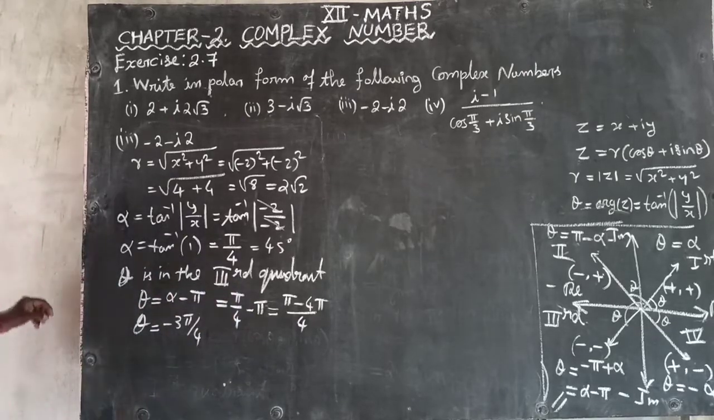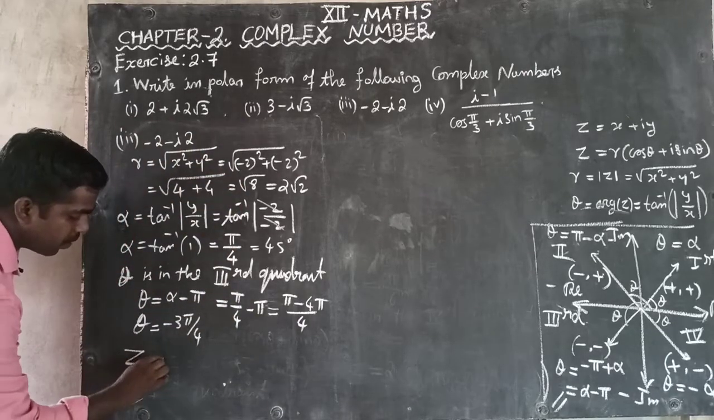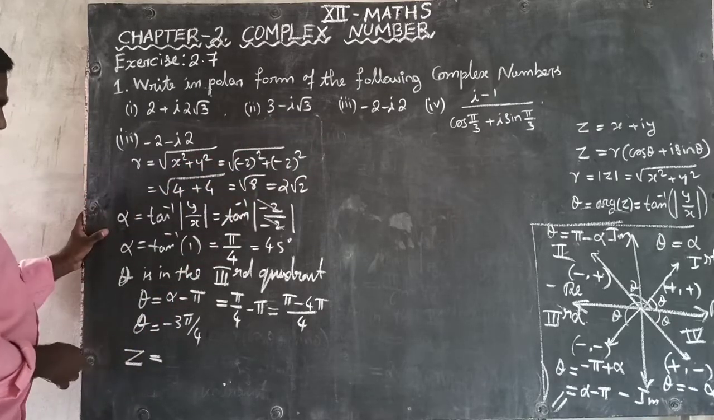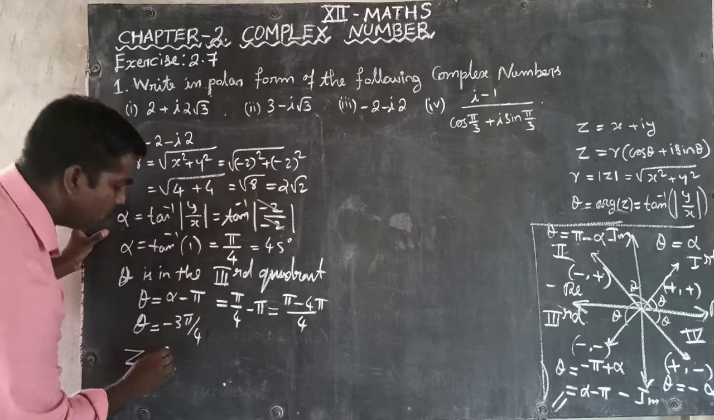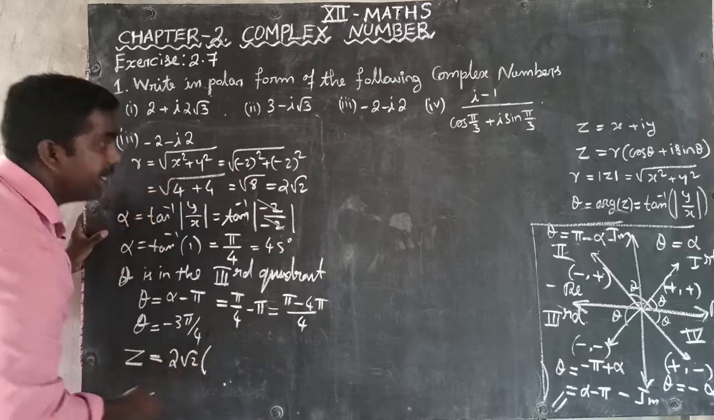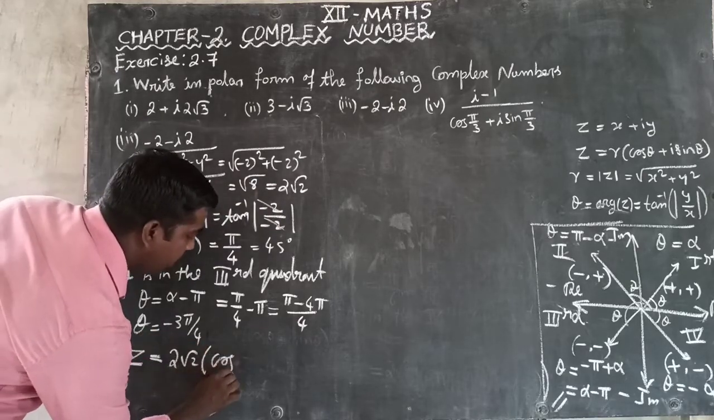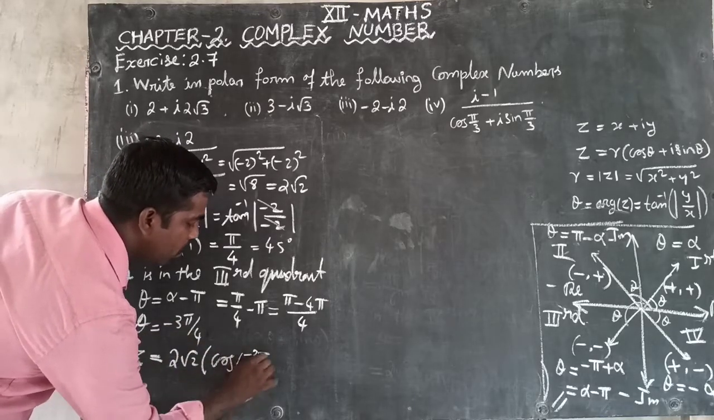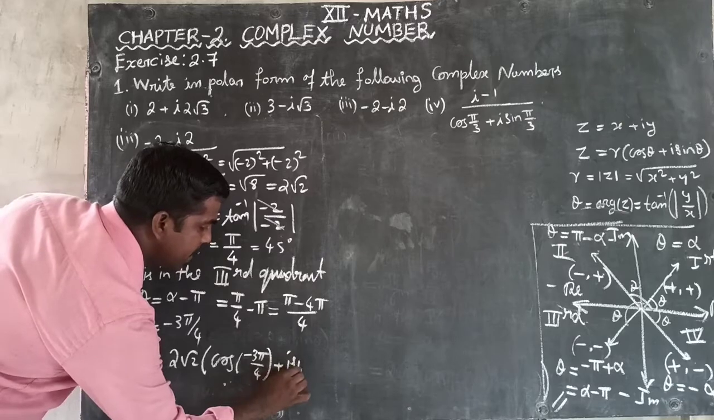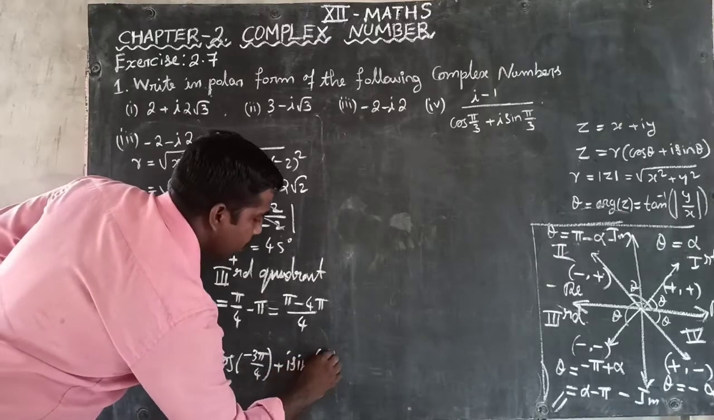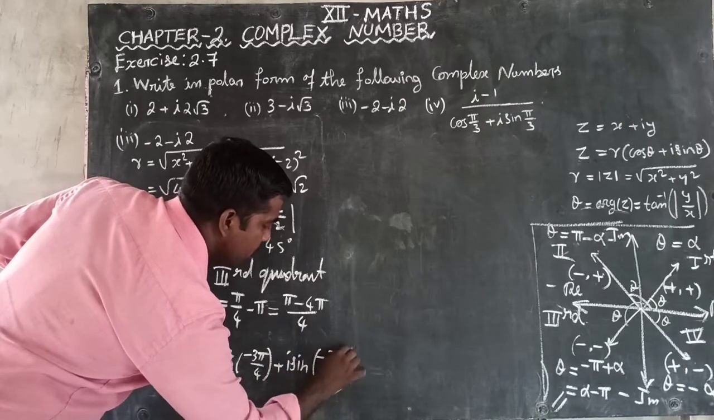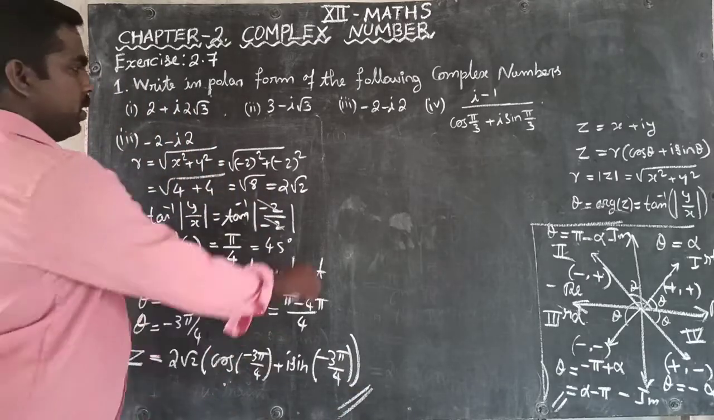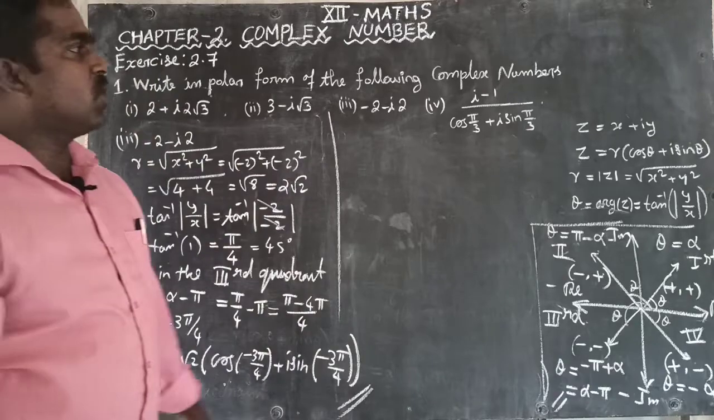Okay, so finally we can substitute in the formula. z is equal to r into cos theta plus i sin theta. The value of r is 2 root 2. So 2 root 2 into cos of theta, which is minus 3 pi by 4, plus i into sin of minus 3 pi by 4. So this is the polar form of the third one. So next, the fourth one.